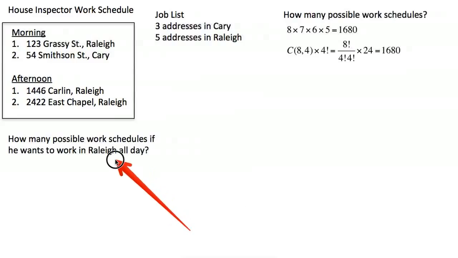For the next variation of the question, we'll try to determine how many possible work schedules there would be if he wants to work in Raleigh all day. If he's going to work in Raleigh all day, that means all 4 locations inspected have to come from the 5 Raleigh addresses. So thinking just in terms of the multiplication principle, 5 times 4 times 3 times 2 choices for what goes on the work schedule, 120.